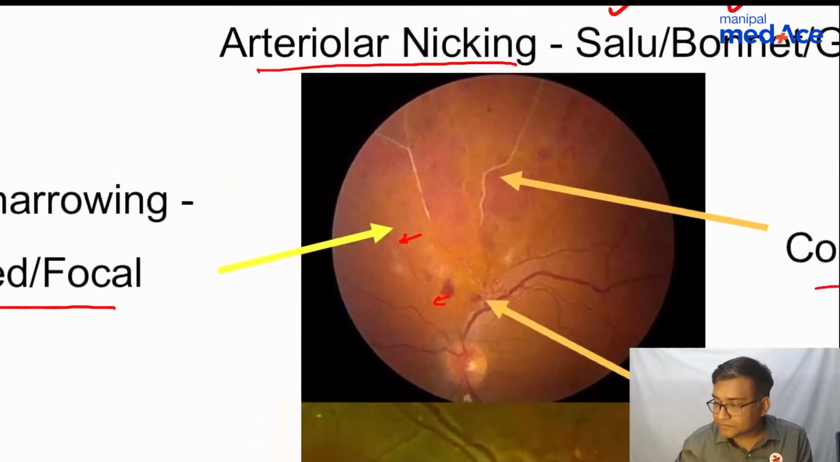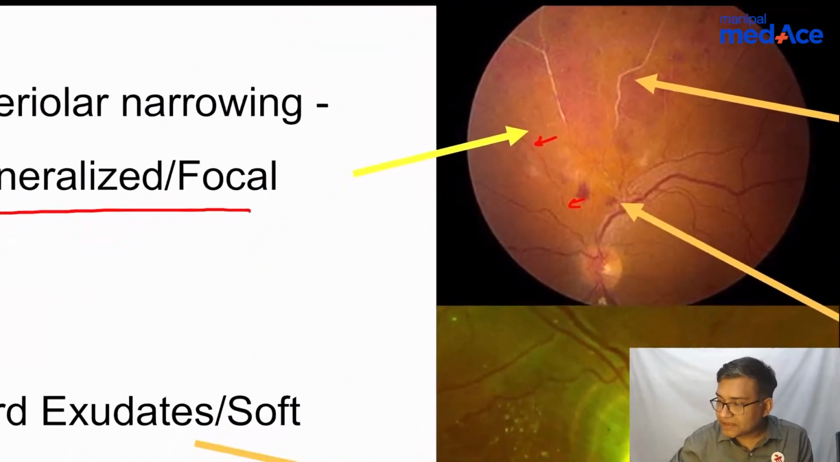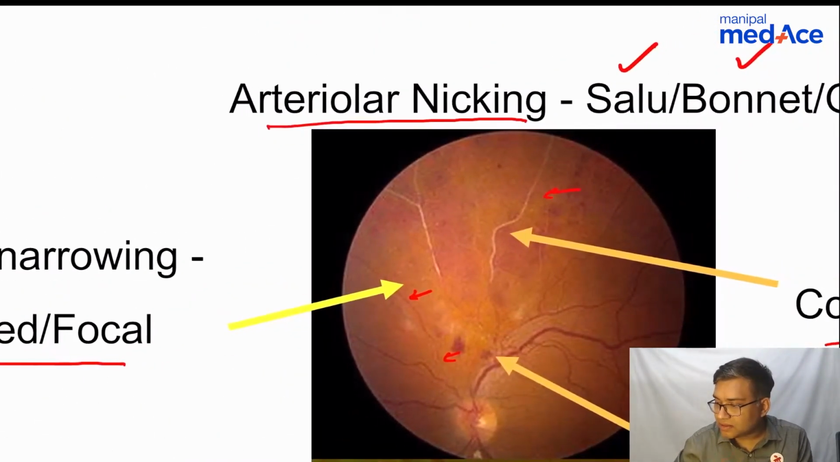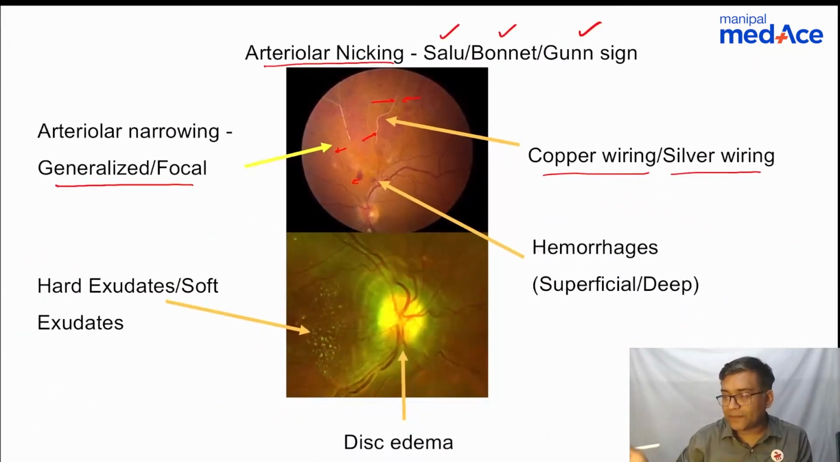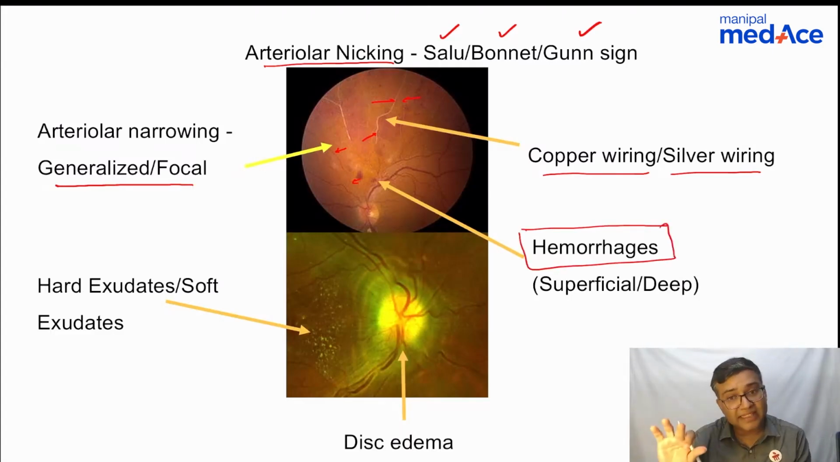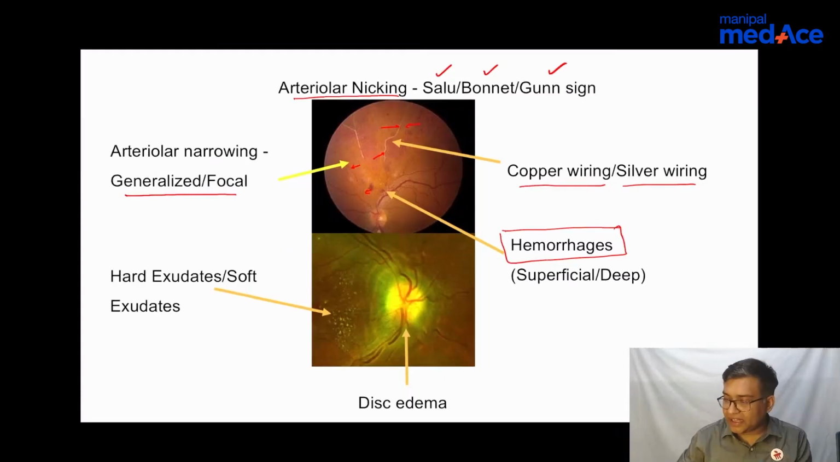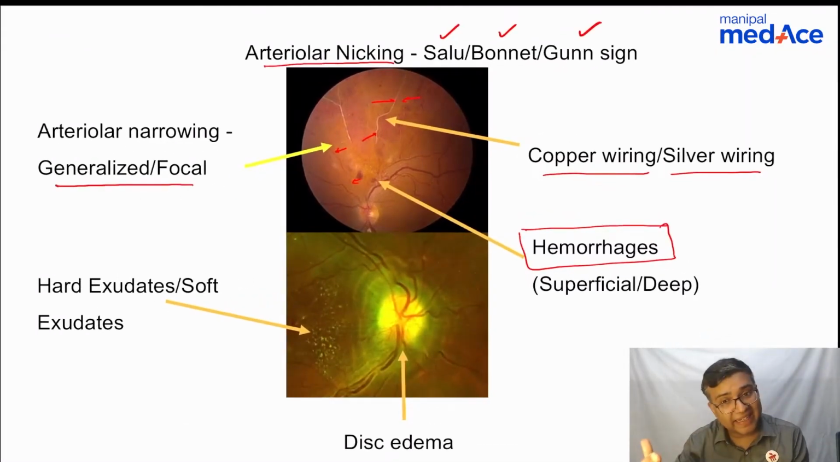As you can see here, this is the silver wiring of the blood vessel. Okay, and in diabetic retinopathy and hypertensive retinopathy, you can have various types of hemorrhages, the dot blot hemorrhages as well as superficial hemorrhages. Okay, and in patients who have malignant hypertension, you can have disc edema.